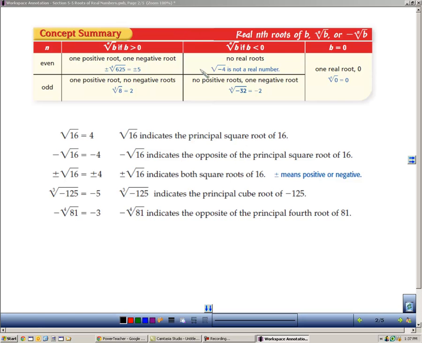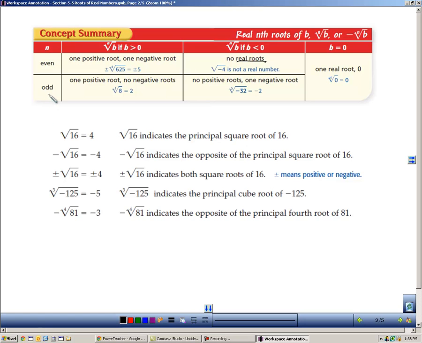Here's a concept summary for what to do with nth roots when we're dealing with positives and negatives. Well, when you have the nth root, when the n is an even number, then you have to look at what kind of radicand you have. If the radicand is positive, then you're going to have a solution that's plus or minus, because in this example, plus or minus 5, if taken to the 4th power, will be 625. But if your radicand is negative, then you're going to have no roots, because you can't take the square root of a negative number, and it also turns out that you can't take an even root of a negative number.